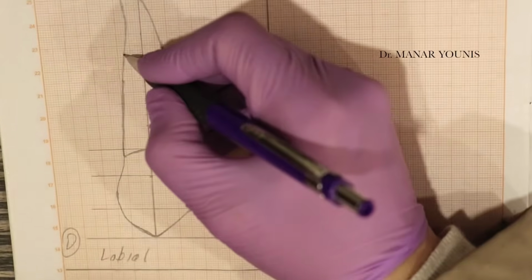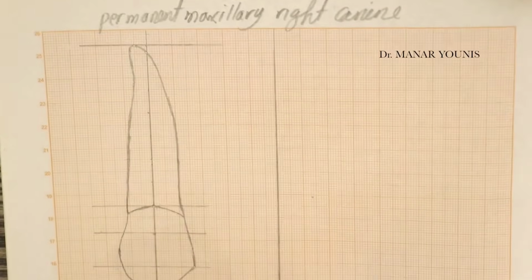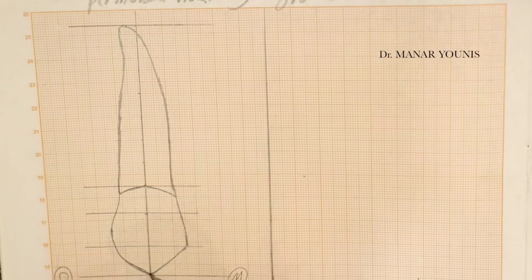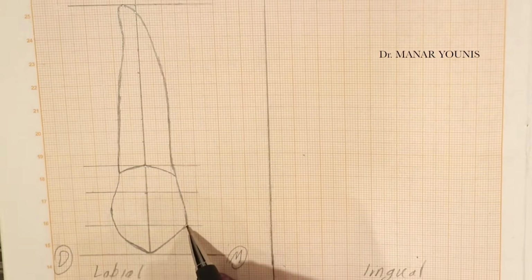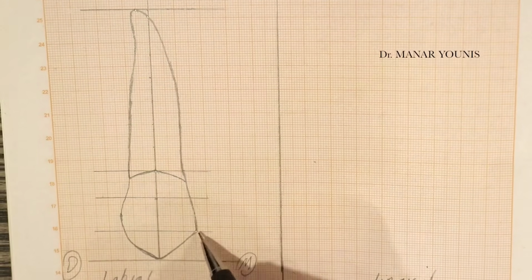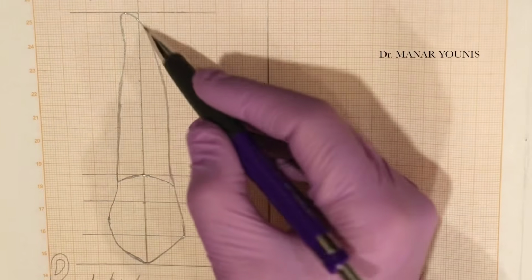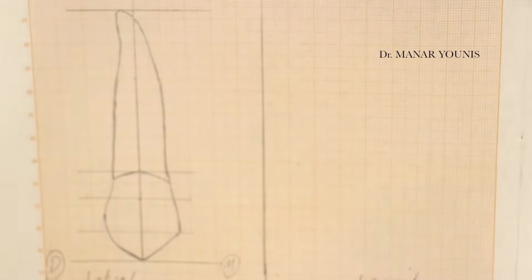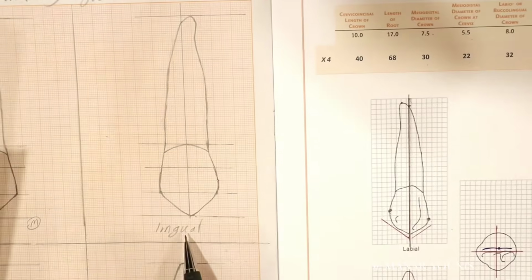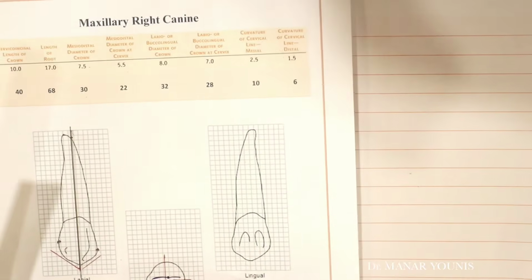So the important points for drawing the maxillary canine are: the cusp tip is in line with the long axis of the root, the location of the mesial and distal contact points, the mesial slope is shorter than the distal slope, and the distal curvature of the apical end of the root. Moving to the lingual aspect, as usual, it is the reverse of the labial aspect. The only difference is the surface anatomy.